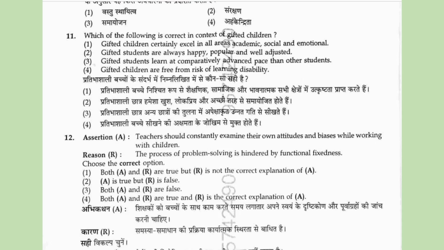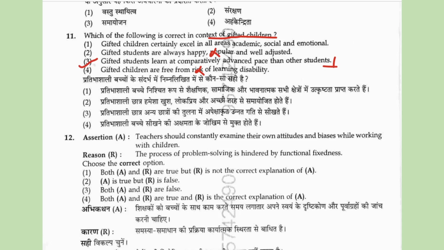Which of the following is correct in context of gifted children? I'm going to go with gifted children learn at comparatively advanced pace than other students. This is always correct. They're always happy, popular, well adjusted. No. Free from risk of learning disability. They might have other learning disabilities.